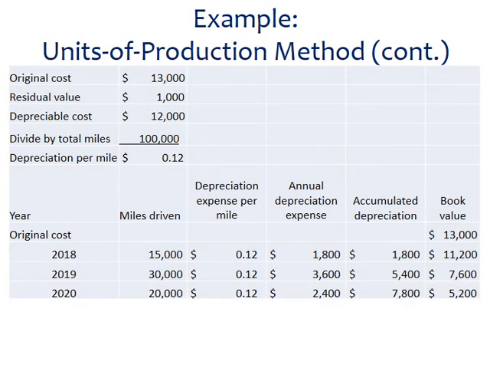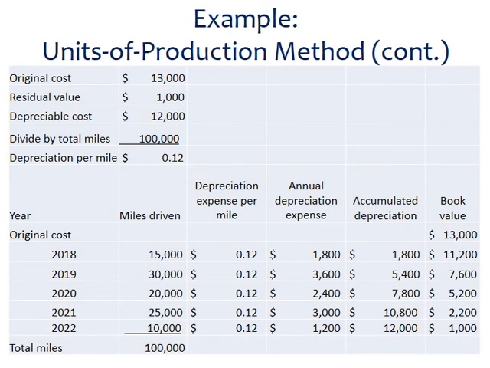We can calculate the depreciation for 2020 as well. We will take the miles projected to be driven of 20,000 miles times the 12 cent depreciation expense per mile to get the annual depreciation expense for 2020 of $2,400. Accumulated depreciation at the end of 2020 will be last year's $5,400 accumulated depreciation balance plus this year's annual depreciation expense of $2,400 to give $7,800. The book value of the ice cream truck at the end of 2020 will be the original cost of $13,000 less the accumulated depreciation of $7,800, or $5,200.